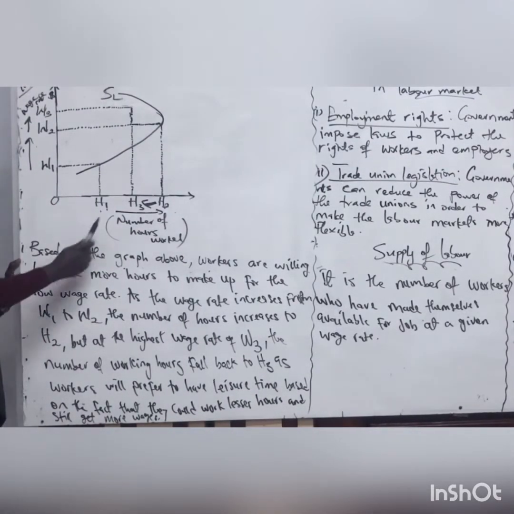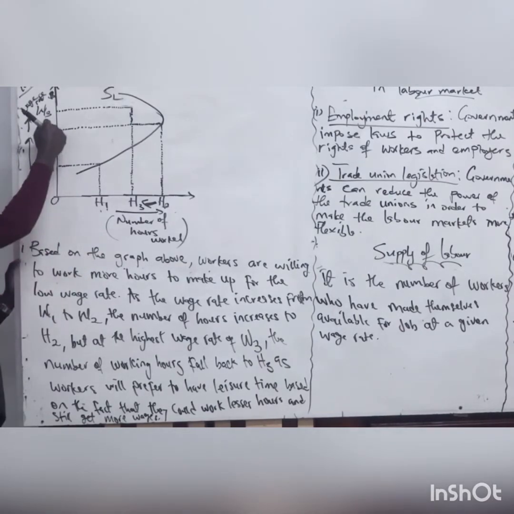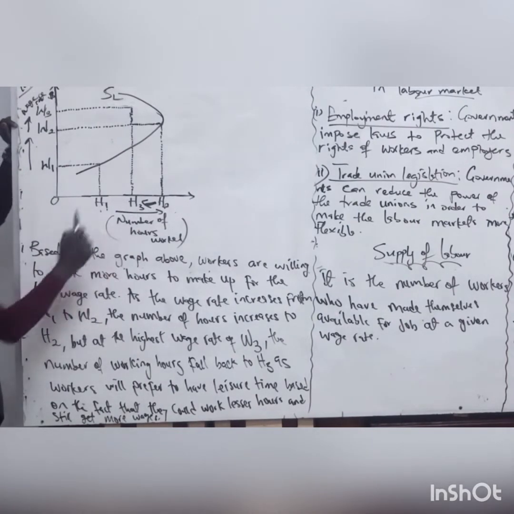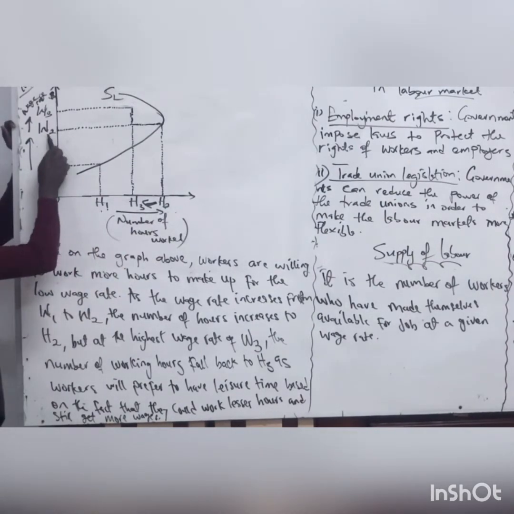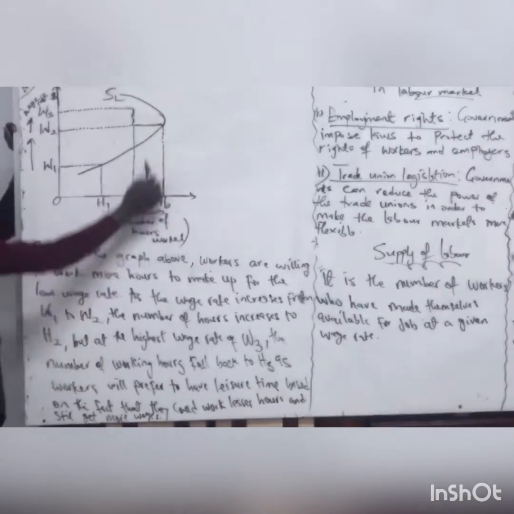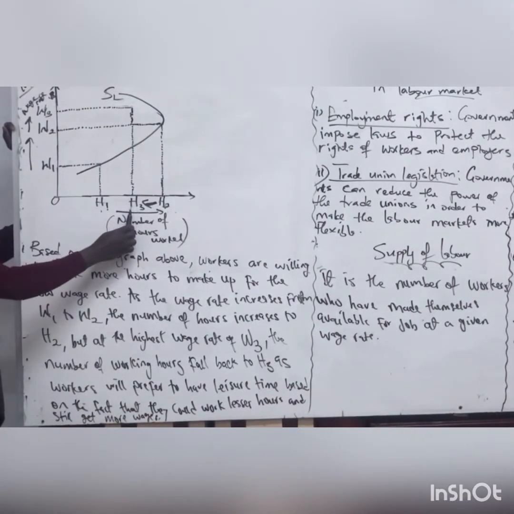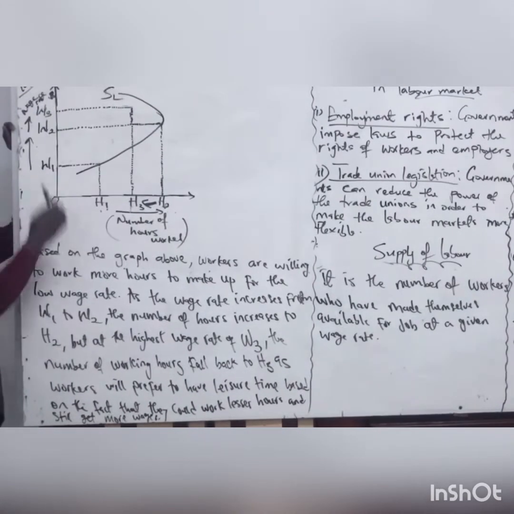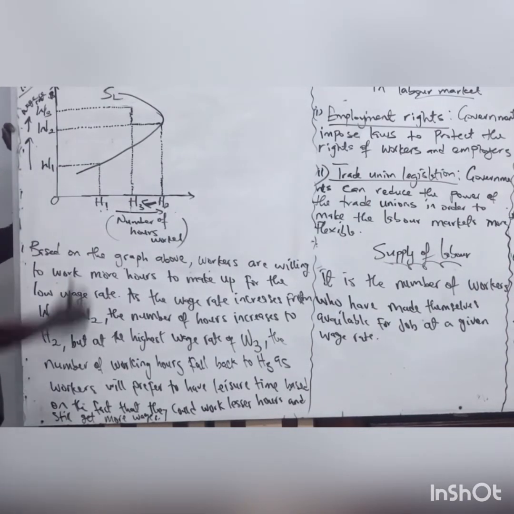Why? Because at this point in time, they can work less to get more. Do we get it? They work less to get what? To get more. Unlike when they were working more to get W2. But at H3, it is fewer hours of work, higher pay, which is better than at W2. That's what we call backward bending. Do you understand? Yes. Do we get it?